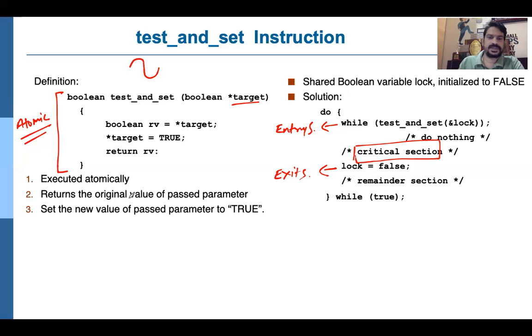Okay. Now here it says shared Boolean variable lock. So as I told you, the hardware solution will look for a variable called lock. And here the solution says that this lock variable is initialized with false. So the initial value of the lock variable is false. Okay. Now let's execute this particular code and try to understand what it is doing.